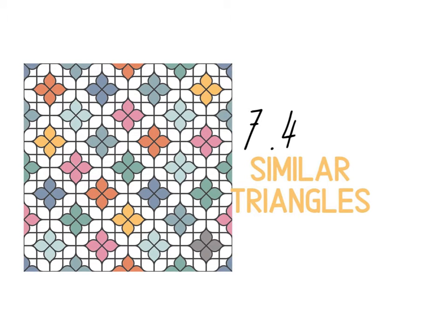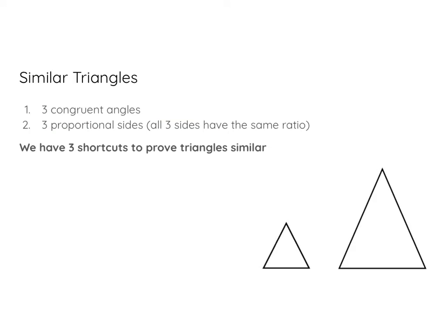All right, so Unit 7.4, similar triangles. This is kind of where everything comes together. So everything from 7.1, 7.2, 7.3 kind of all folds together into this unit. And really, this section is the core of all of Unit 7. So similar triangles, here we go. Okay, so what actually makes two triangles similar?